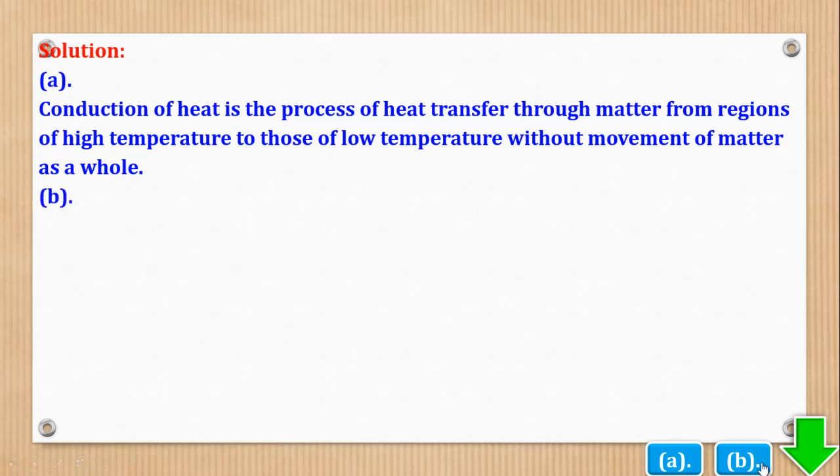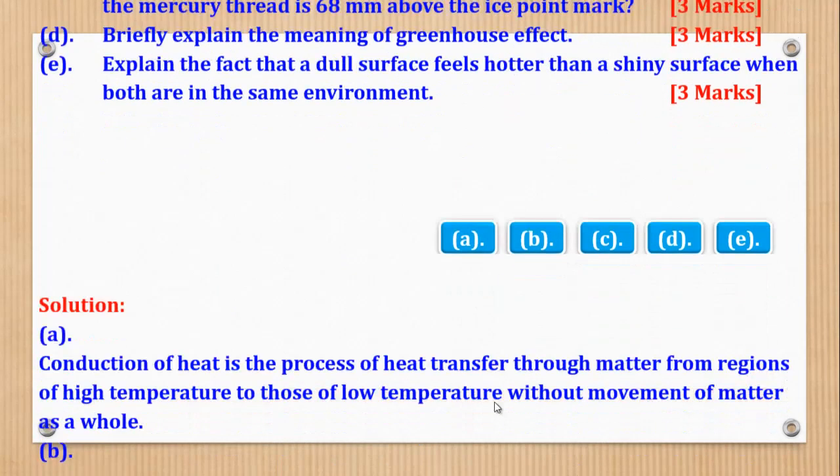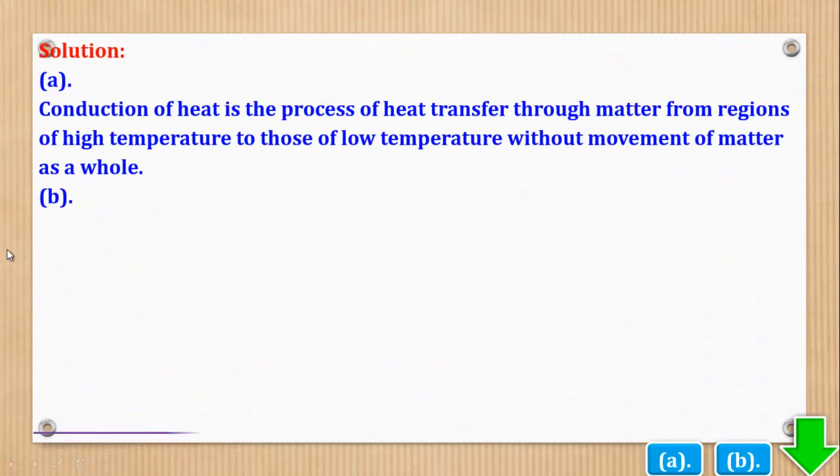Then part B says describe ways the fixed points of a thermometric scale can be determined. So fixed points, we have two. We have the lower fixed point and the upper fixed point. Now here they didn't specify whether the upper or lower. So what you needed to do was to get both. So let's start with the lower fixed point.